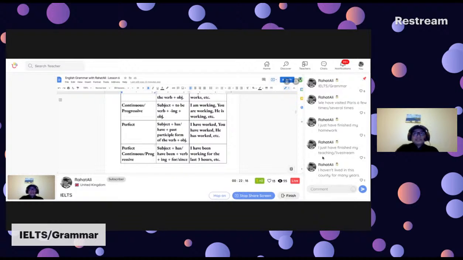Okay, so that's the basic form, guys. Once again, subject has or have plus past participle form of the verb plus object or complement. That is the basic form.